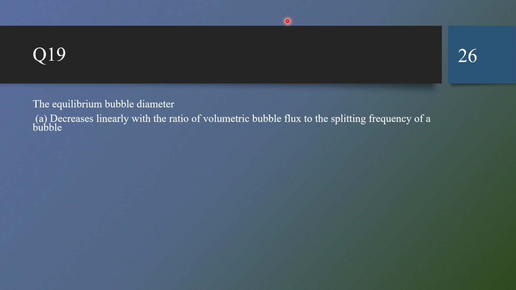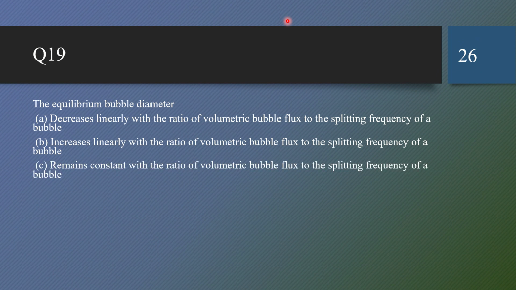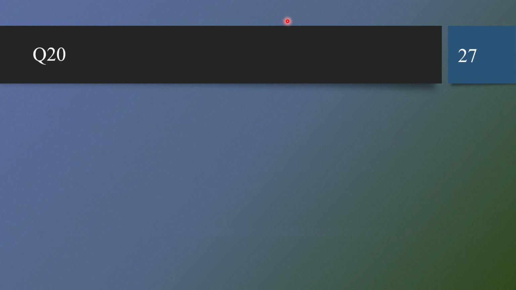The equilibrium bubble diameter decreases linearly with the ratio of volumetric bubble flux to the splitting frequency of a bubble, increases linearly with the ratio of volumetric bubble flux to the splitting frequency of a bubble, remains constant with the ratio of volumetric bubble flux to the splitting frequency of a bubble, none of the above. Answer is it increases linearly with the ratio of volumetric bubble flux to the splitting frequency of a bubble. That is the right answer.